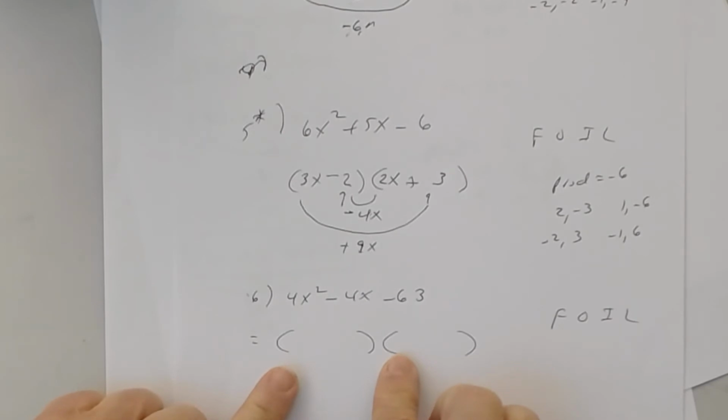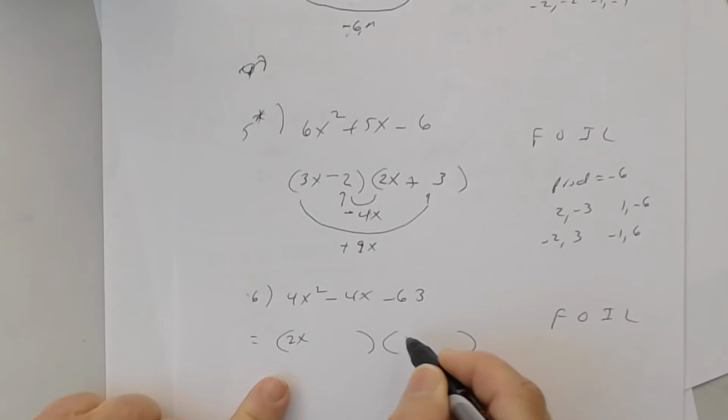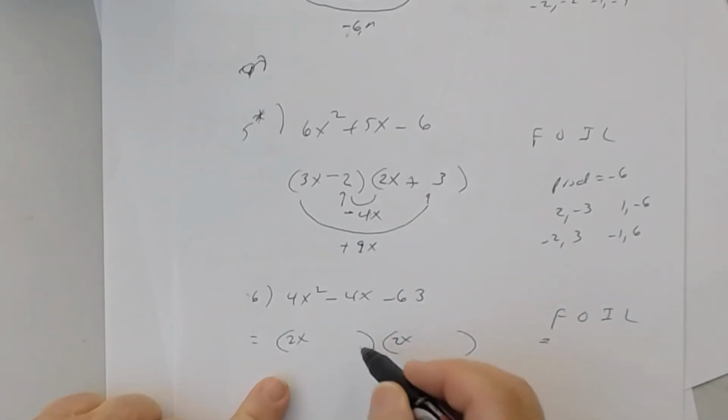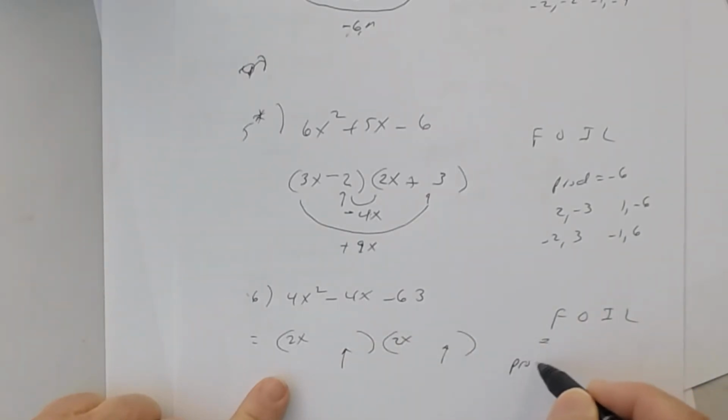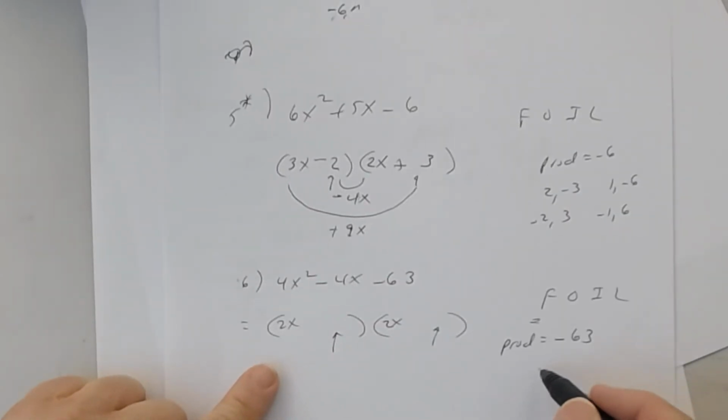There are several possibilities for 4x squared. There's 4x and 1x, 2x and 2x. What do you want to try first? 2x and 2x. Close together on the number line. If that didn't work, you try 4x and 1x. Let's try 2x and 2x. All right. So that takes care of the F. Let's go to the L. So I need two terms whose product is what? Negative 63. All right. So let's try some like negative 3, positive 21, right? Positive 3, negative 21. What else?